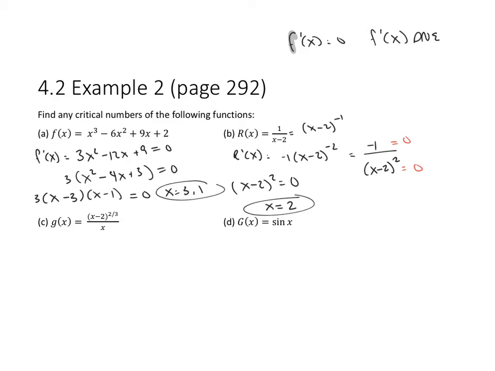All right, let's look at the next one, part C. I'm going to do a u and a v for this. So my u is x minus 2 to the 2/3, and my v is x.